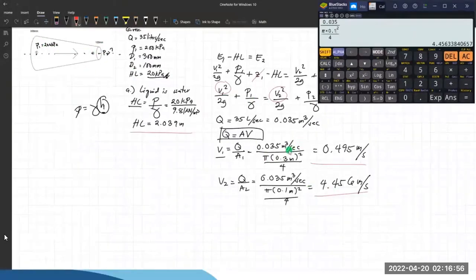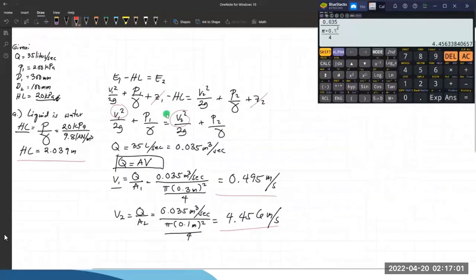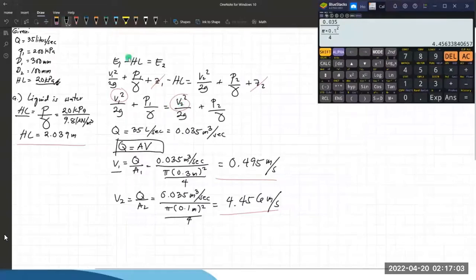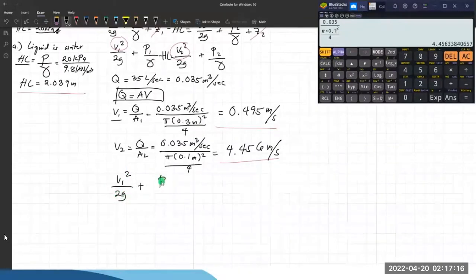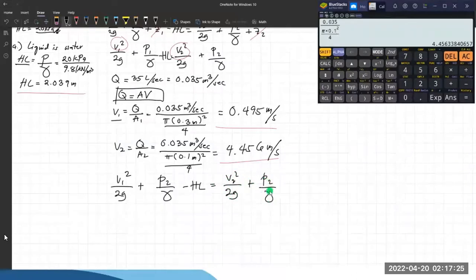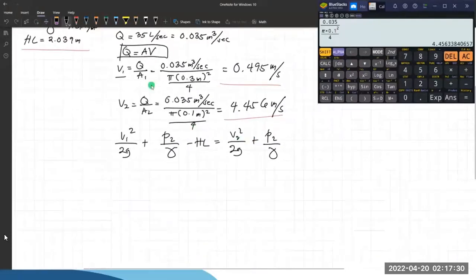Next, we can now substitute these values into the energy equation. I forgot here the head loss. In the energy equation, we have the head loss, minus HL. So let's rewrite that again. V1 squared over 2g plus P1 over gamma minus head loss equals V2 squared over 2g plus P2 over gamma. Okay, let's substitute. This is P1.